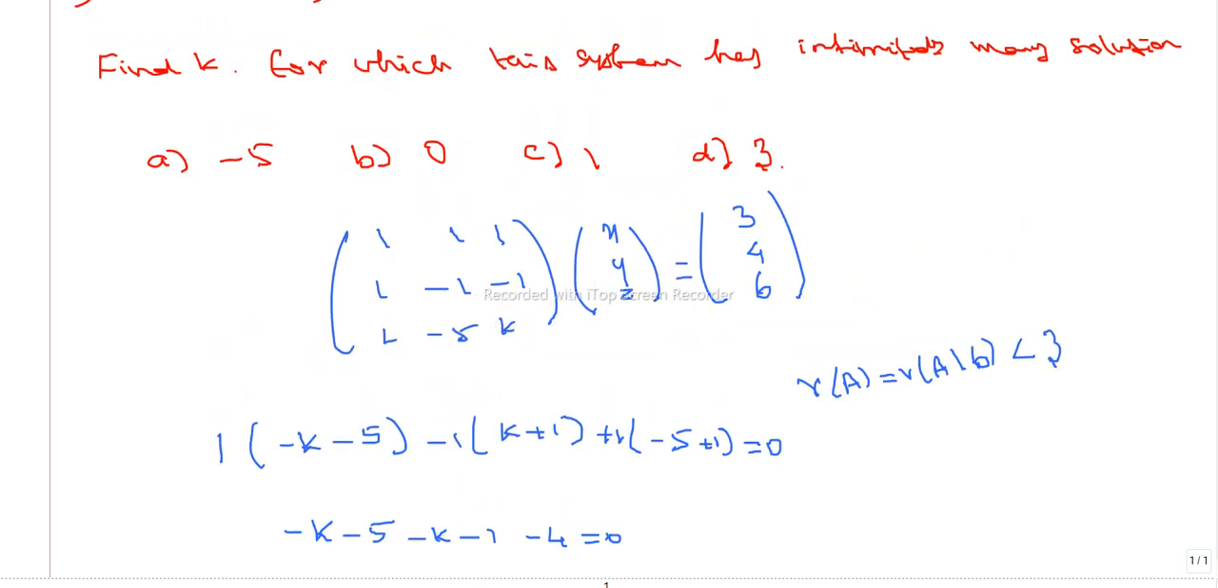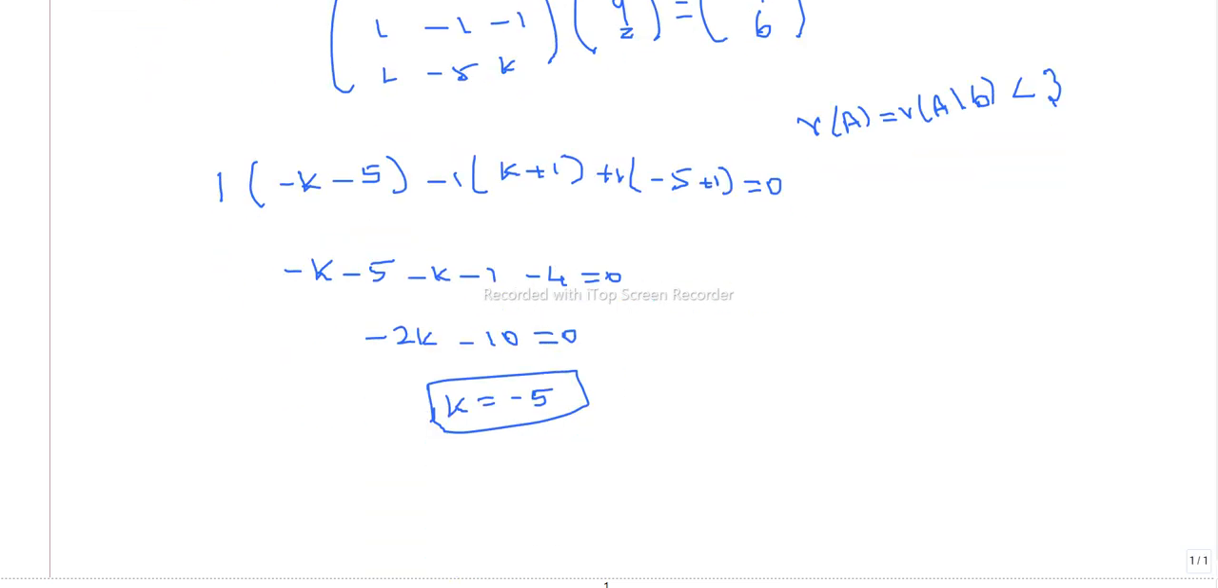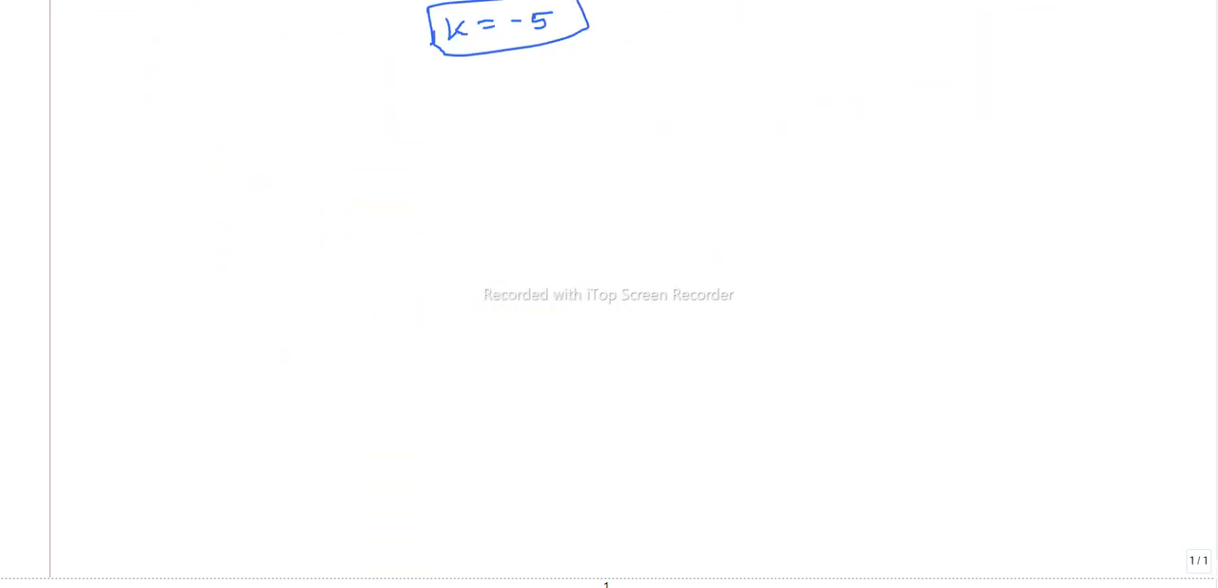Okay, so therefore the k value is minus 5. The rank is not equal to 3, therefore less than 3. Definitely, if they are asking, they guarantee that a solution exists, but they want infinitely many solutions. That's why the determinant is 0. That is enough. Okay, now the next question from algebra.